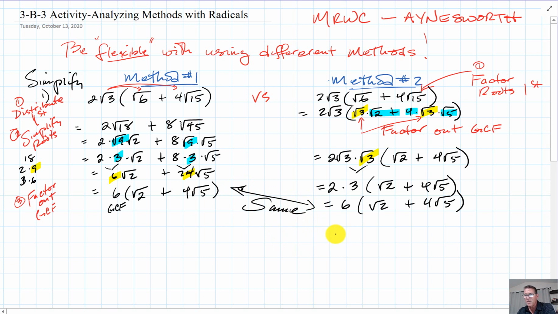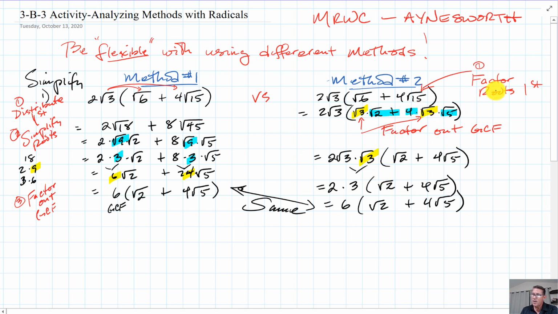And as you get experienced with radicals, which is what this activity is gearing you up for here, it's about analyzing different ways of doing things and realizing that there are different ways. Because most people think that method 1 is the only method: distribute, distribute, distribute, because you were trained since a little kid to distribute. Well, guess what? You don't have to distribute. You could factor first, then factor out the GCF with no distribution at all.